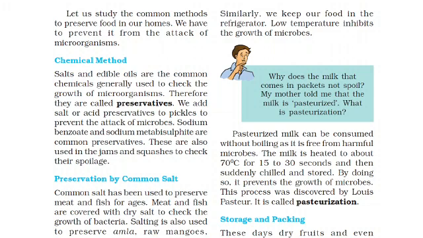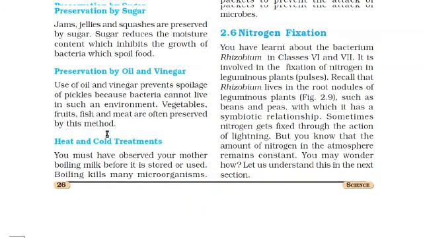This milk is not boiled, and by the pasteurization method it is consumed without boiling as it is free from harmful microbes. First of all, how is it done? See the process. The milk is heated to about 70 degrees centigrade for 15 to 30 seconds, and then suddenly chilled, kept for chilling, and then stored. This helps in preventing the growth of microbes.